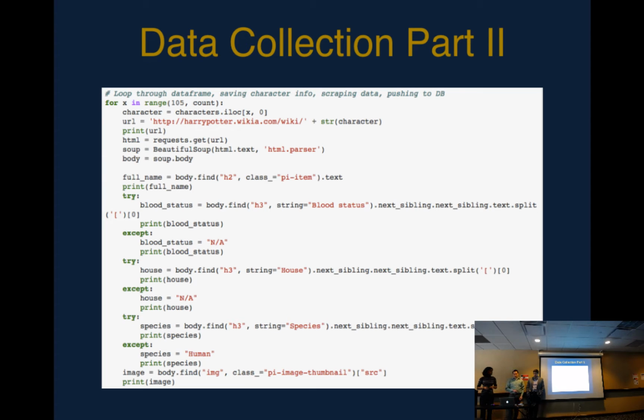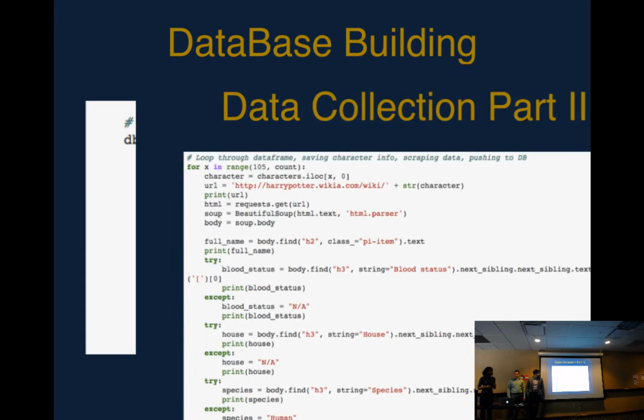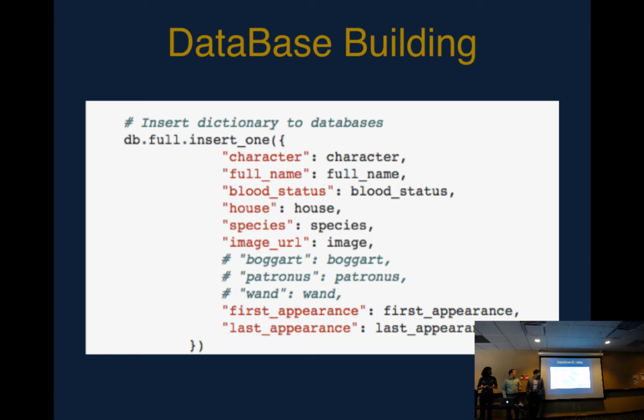And so based on our manual entry, we had a bunch of characters. I loaded that into Pandas, and then looped through them, scraping the Harry Potter site, adding more character information, what house they're in, what species, different things like that. And then, if we go into the next slide, pushing that into our MongoDB. And both of those were actually from the same cell in our Jupyter notebook that was 170 lines that did everything all at once.